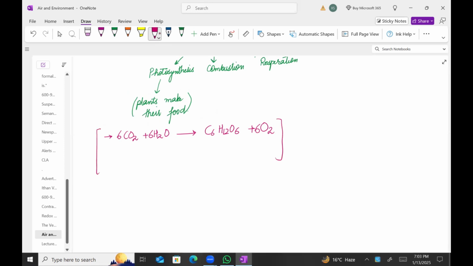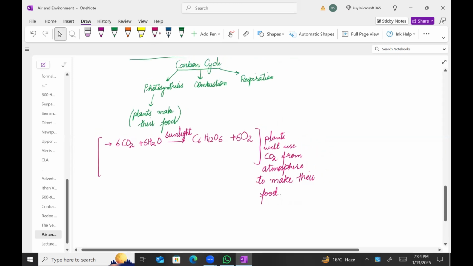In this photosynthesis process, plants will use carbon dioxide from the atmosphere to make their food. And remember one thing, this reaction will occur in the presence of sunlight. So in this way, this reaction consumes carbon dioxide from the atmosphere.